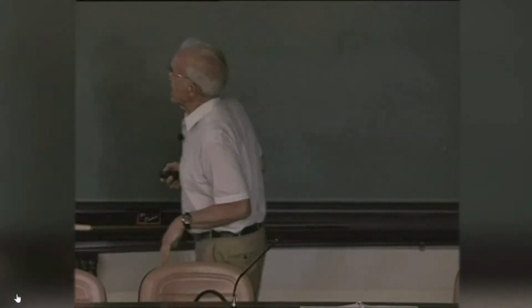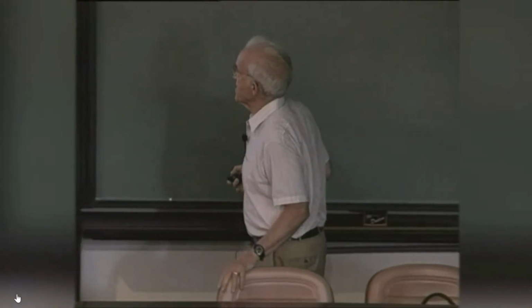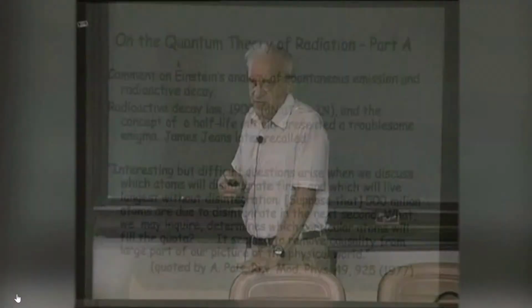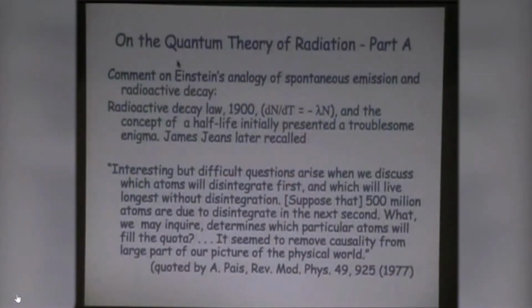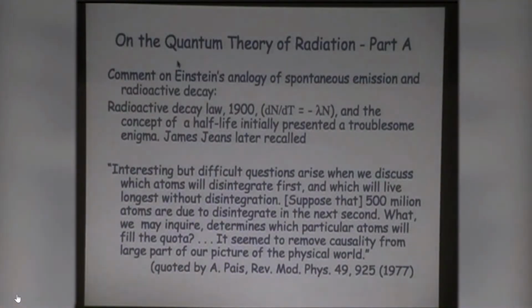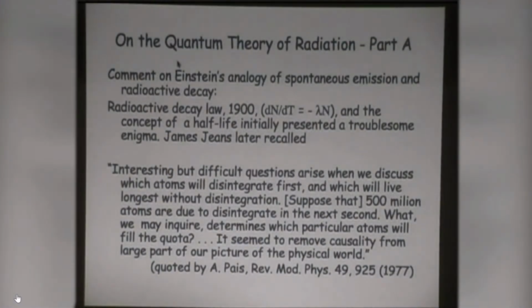Now, on the analogy of spontaneous emission and radioactive decay, this was found around 1900, and it really caused people a lot of agonizing. There's an interesting quote by Abraham Pais, who's really the greatest historian of that period, about James Jeans. This is what James Jeans said 20, 30 years later: Interesting but difficult questions arise when we discuss which atoms will disintegrate first and which will live longest without disintegration.